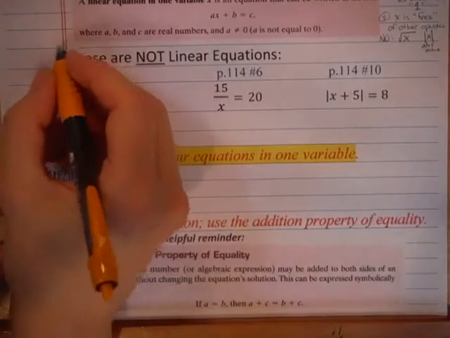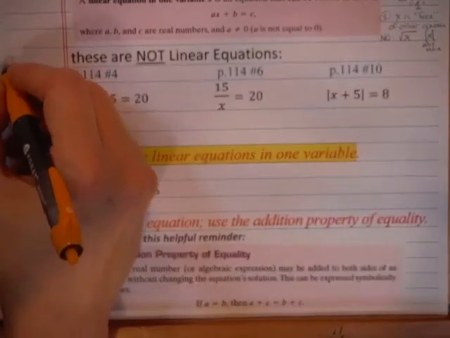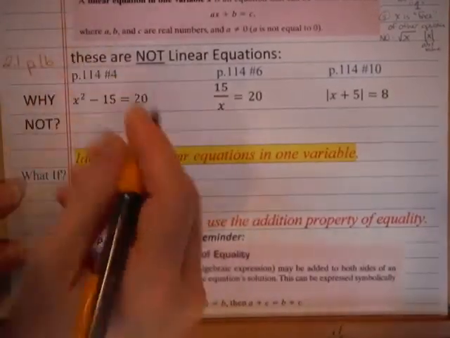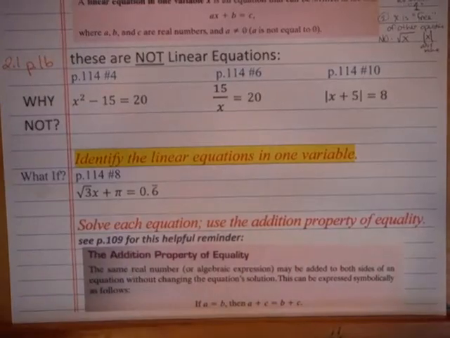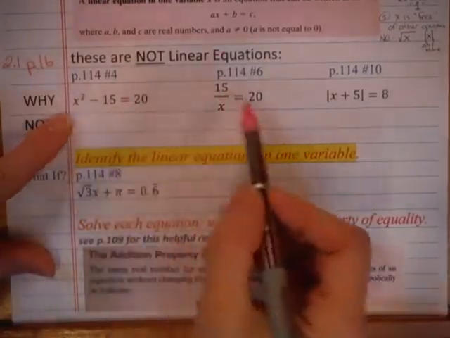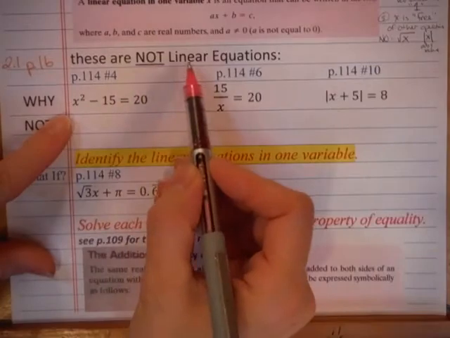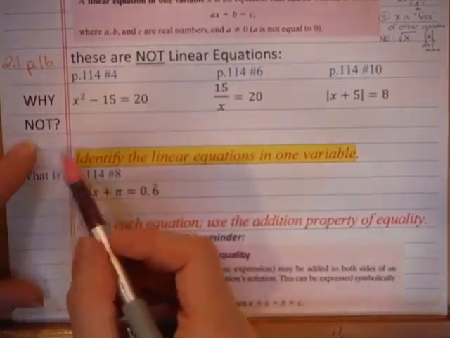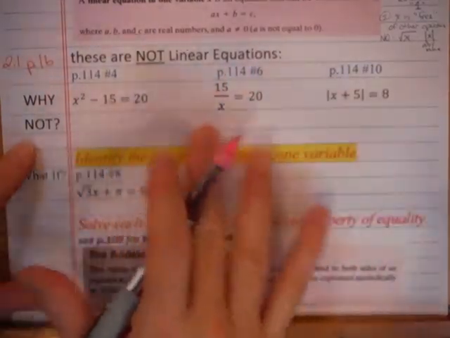So down here at the bottom of page 1, we're in 2.1, page 1b here. The next three examples, the header here says these are not linear equations. And so our question will be, why not? What rule are they breaking?